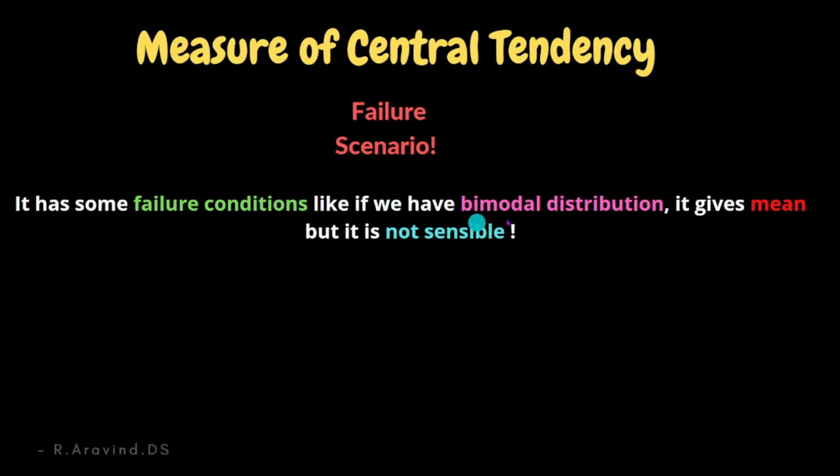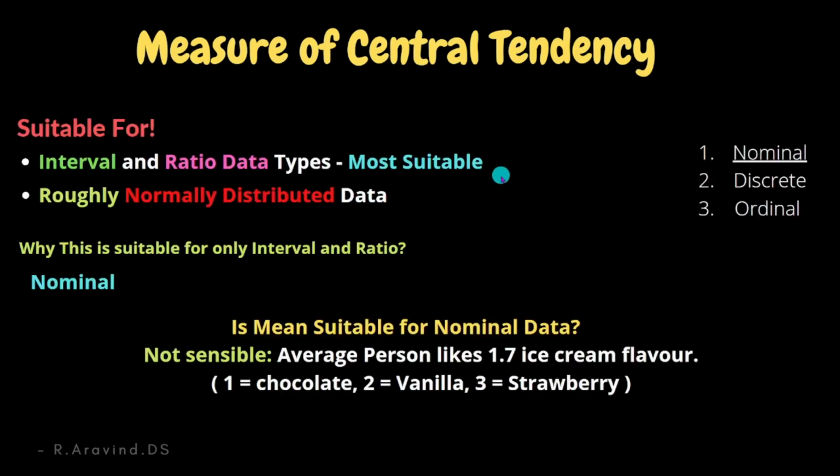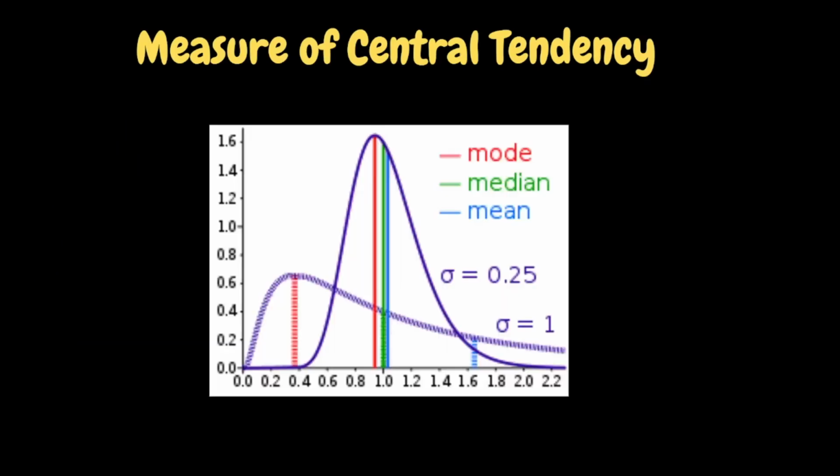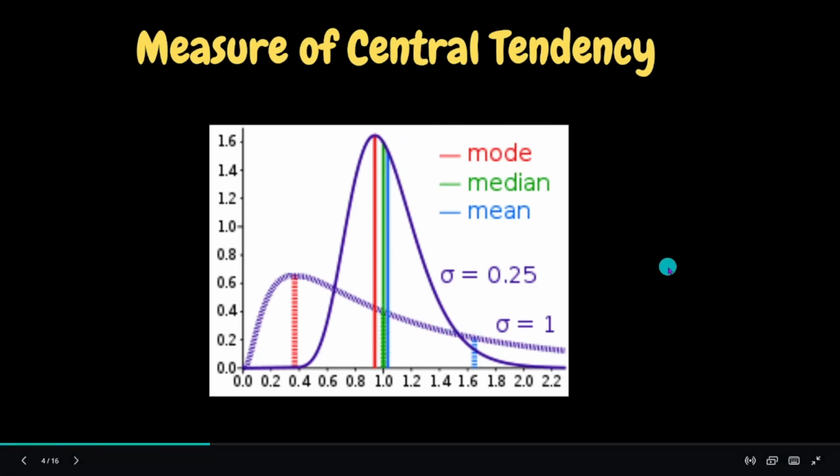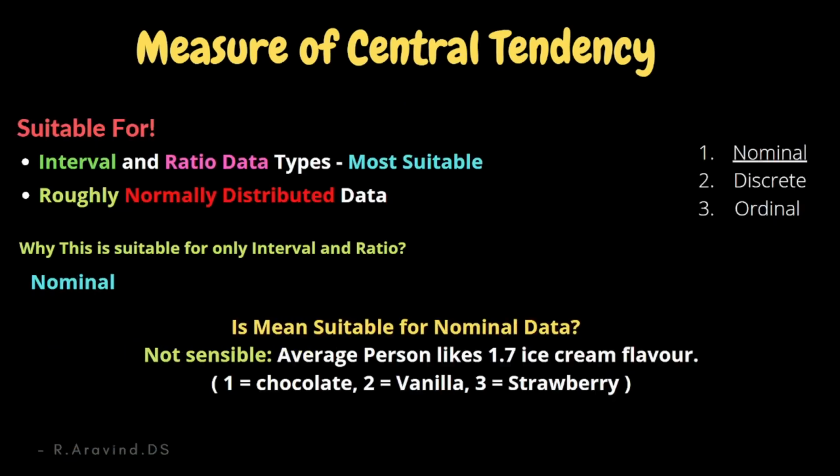Like if you have a bimodal distribution, it gives a mean, but it is not sensible. Okay, so what is a bimodal distribution? First of all, if you have this kind of distribution with one peak, you can think of the mode as one peak. If you have one peak, you can calculate the mean. If you have two peaks like this, how do you interpret these things? Let me explain this for you.